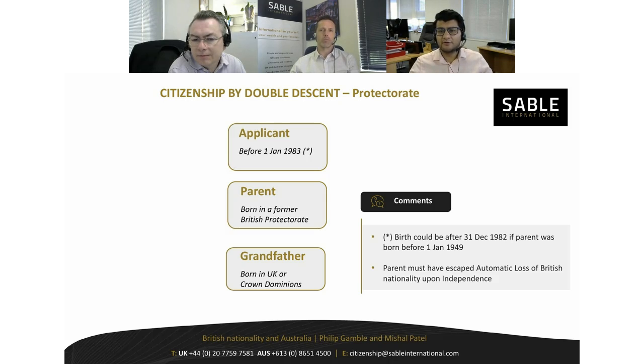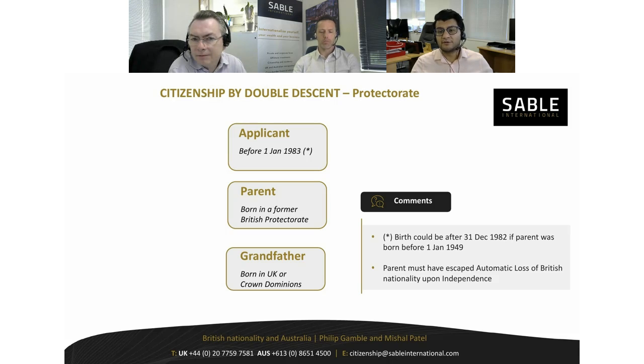But in this scenario, where the applicant is born before 1st January 1983 with his father or mother born in a British Protectorate and the grandfather born in the UK, again, you get a scenario where that grandfather's British nationality passes two generations. And in the modern day, that applicant would actually be entitled to a British passport.